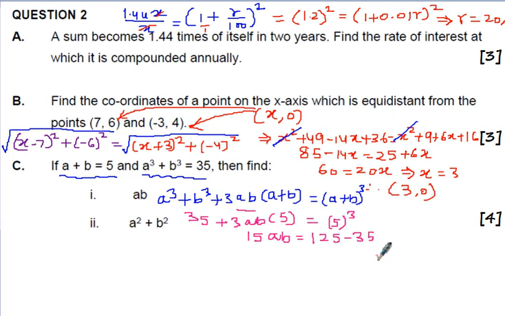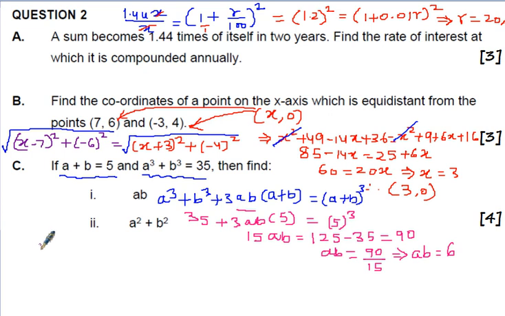So 35 you can get easily from there, so it becomes how much? 90. So your AB will be 90 upon 15. Please try to do by yourself. So your AB comes 6. Try to do by yourself. I am just helping average and below average children. Balance you should try by yourself.